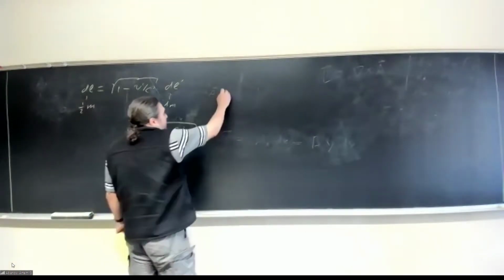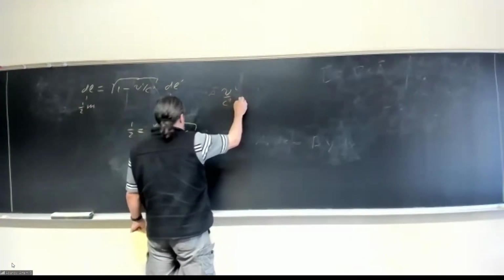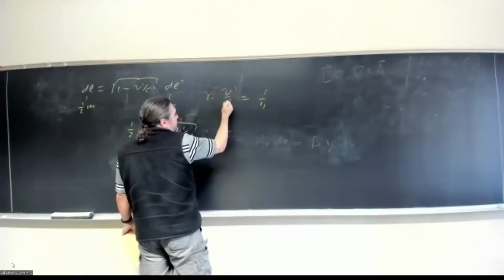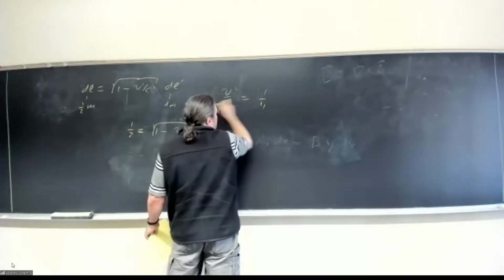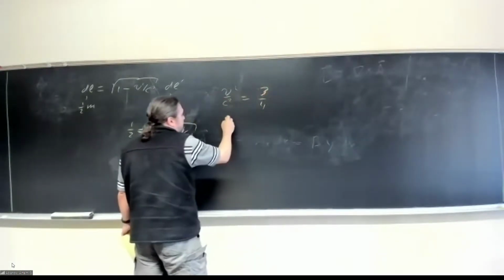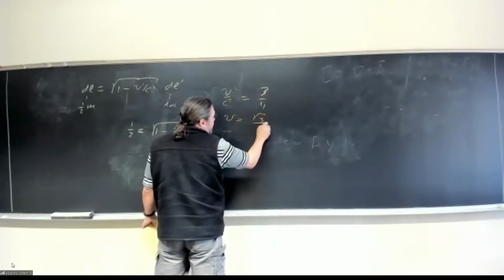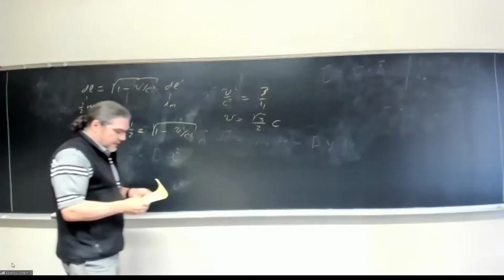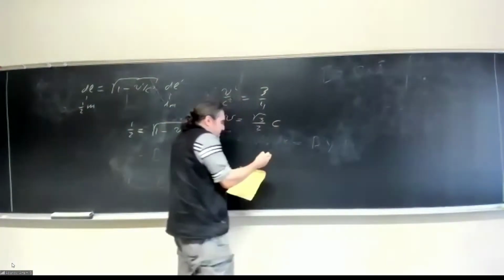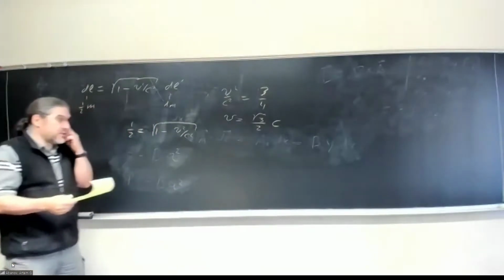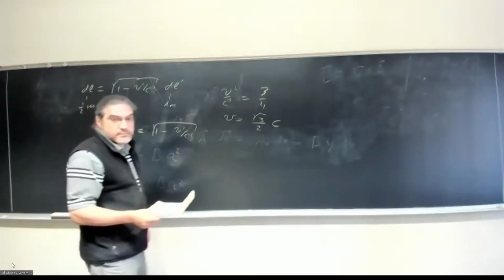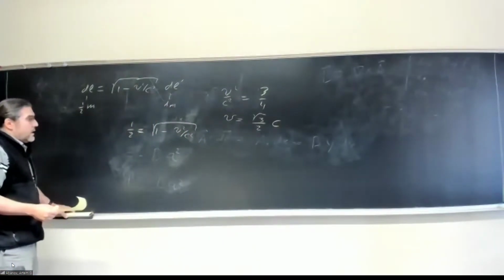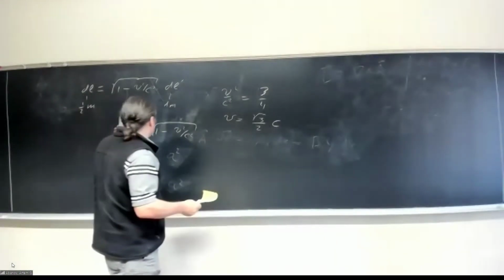So you have 1 minus v squared divided by c squared equals 1/4. That means that v squared divided by c squared equals 3/4. Right? And so v equals square root of 3 divided by 2 times the speed of light. Well, you can plug in numbers here. It's about 0.87 speed of light. Right? That makes sense? Yes. All right. So that was the first problem.